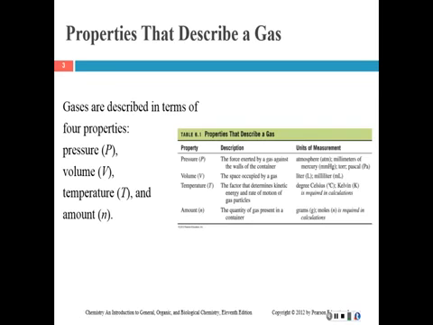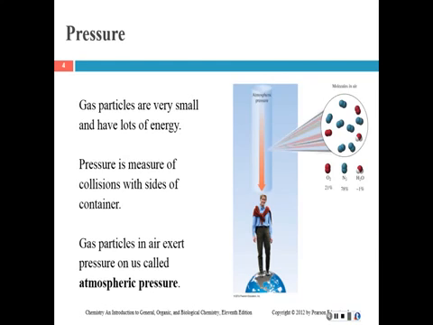Now let's check out the four properties. The first property is pressure. Gas particles are small, have a lot of energy, and they can create pressure if they're in a container when they smash into the side of the container. So that's one way a gas creates pressure. Gases in the air create pressure because of their weight, and that's what this diagram is showing you. All this mass of air is pressing down on this person, and that's creating pressure on that person. So that's atmospheric pressure, which is different from the pressure that a gas in a container creates.